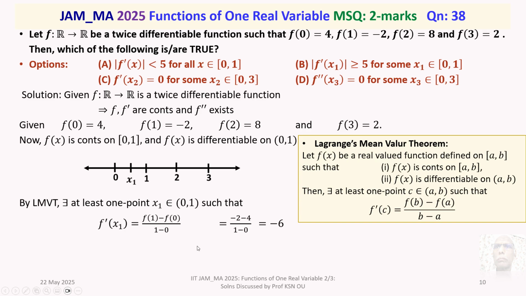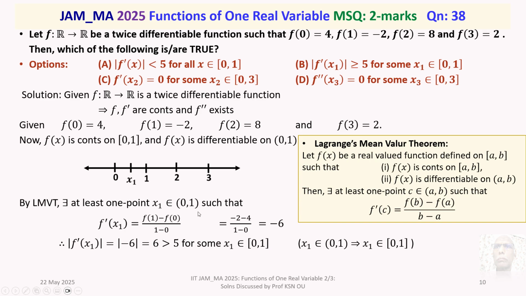So x1 is in between 0 and 1. Take the modulus. Modulus of f prime x1 is equal to 6, which is greater than 5 for some x1 belongs to 0 to 1. x1 belongs to the open interval 0 to 1 implies x1 belongs to the closed interval 0 to 1. From this, option B is true. It is not less than 5 for all x, because at some point x1 it takes the value 6, which is bigger than 5. Therefore, option A is not true and option B is true. It is exactly the same as the question we did last time.